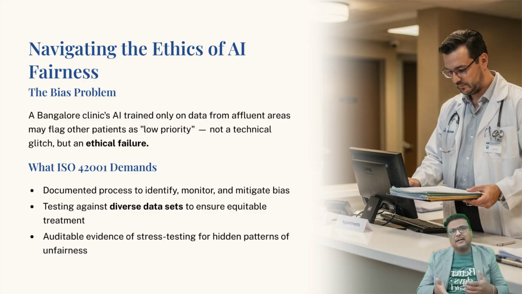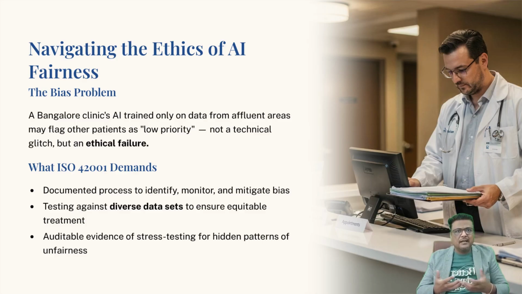ISO 42001 requires organizations to have a documented process to identify, monitor, and mitigate this kind of bias. It is not just about being fair, it is about proving to an auditor that you have tested your model against diverse datasets to ensure it treats everyone equitably.